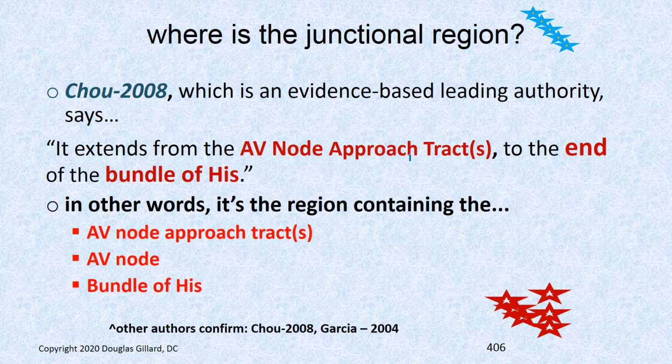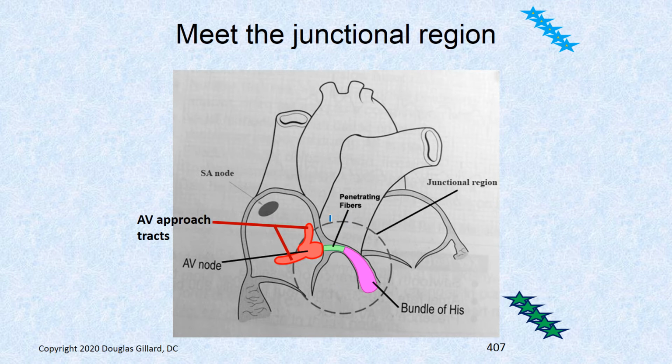But the authors have a hard time agreeing on where this is, so we'll go with Chou, the most evidence-based book I have. Really good book, but it's really deep. Chou says, quote, it extends from the AV node approach tracks to the end of the bundle of His. In other words, he's talking about the AV node approach tracks, the AV node itself, and the bundle of His. Other authors have confirmed this, including Garcia. So this is the best way. So here it is. This is the junctional region.